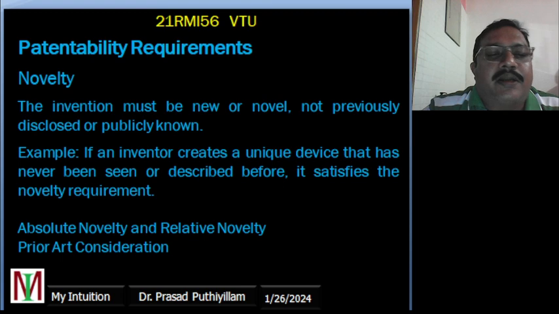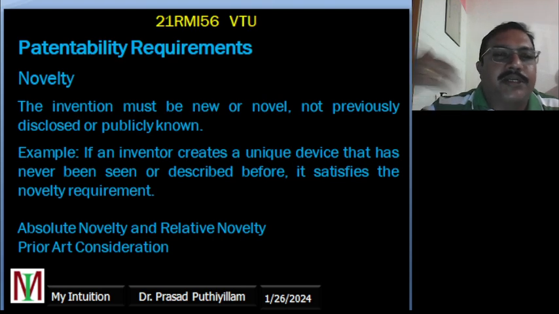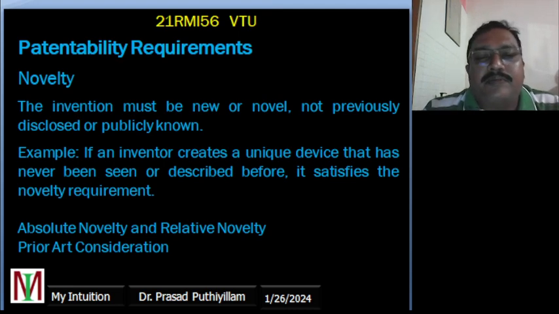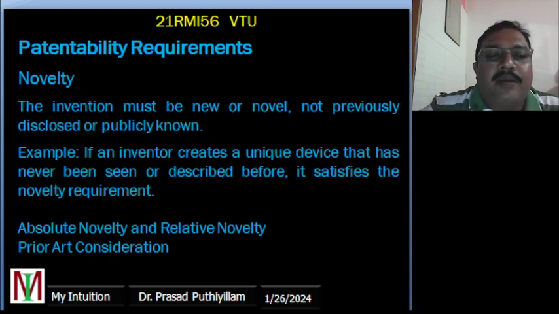Some other countries follow the concept of relative novelty. There is a limited grace period, meaning a time from so and so time to so and so time, during which it was not disclosed or considered, until the date of application or something. They will keep their own criteria. I'm not going into detail here. When the chapter comes, we will go into detail. That is called relative novelty.